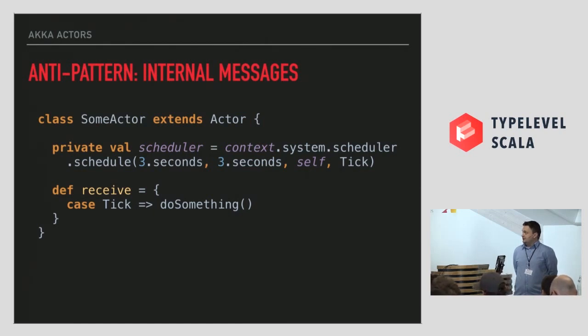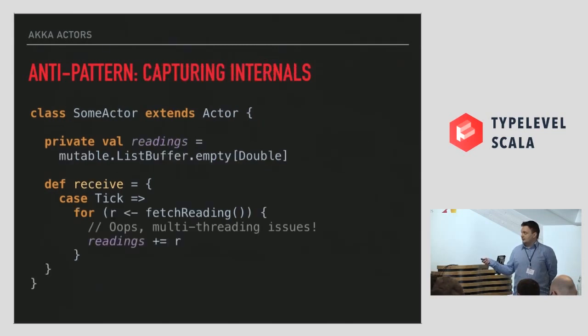All messages should be external. The actor should only evolve in response to external messages, because otherwise this is untestable. Of course, for throwaway code or things that are not important, you can do this, but actors should only evolve in response to external messages.